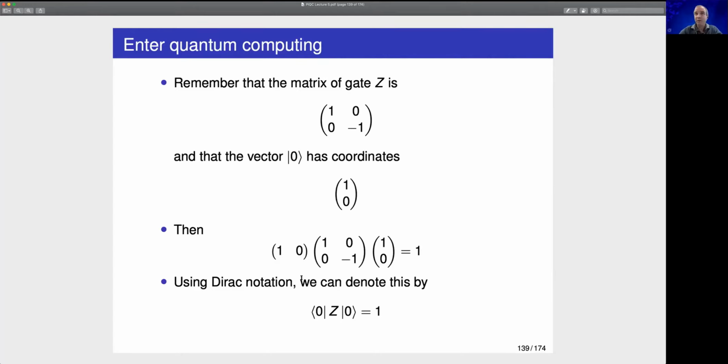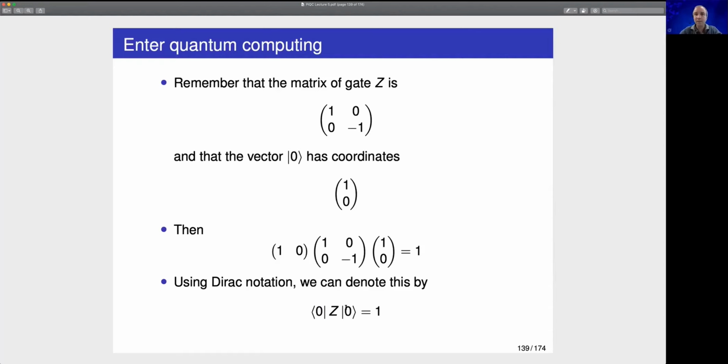And we can denote this in a different way, which is what we call Dirac notation. We have used this several different times in this way here. So this is matrix Z, and this is the expression of the state 0 as a column vector. This is the expression of the vector 0 as a row vector, okay? What we call the bra and the ket, okay?